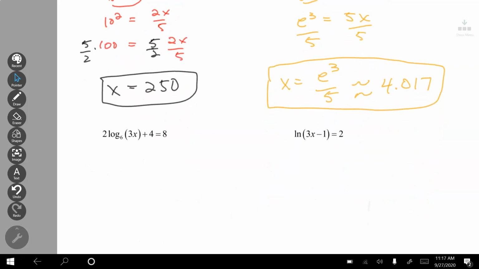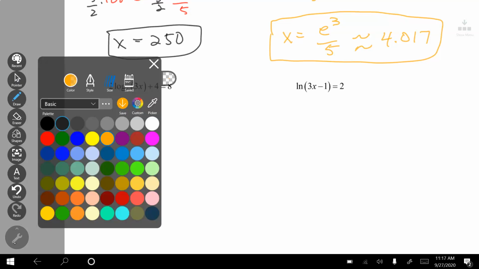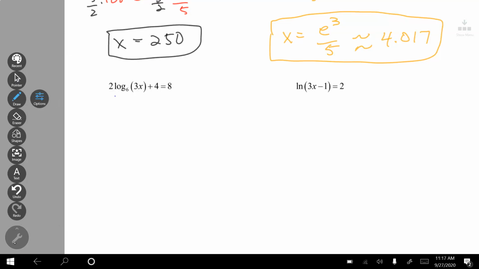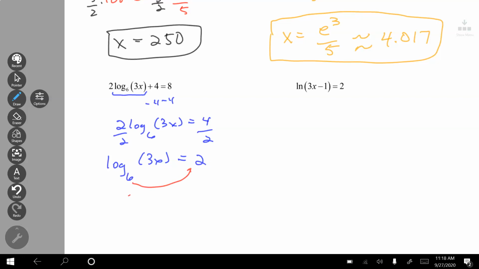And now these last couple. For this next example, I need to isolate the logarithm by itself. That's kind of like one thing altogether. So I'm going to subtract my 4. I'm going to divide by 2. So I have log base 6 of 3x equal to 2. And now I can do this curl from the base to the other side. 6 squared is equal to 3x. 36 is equal to 3x. Divide by 3, x is equal to 12.